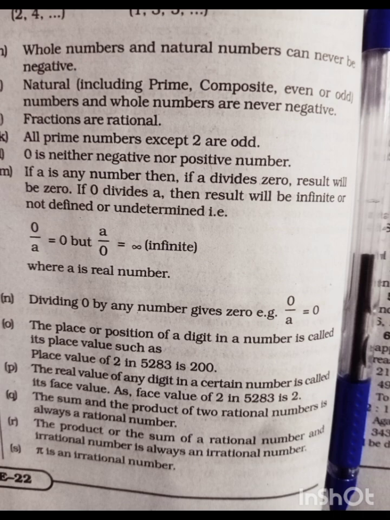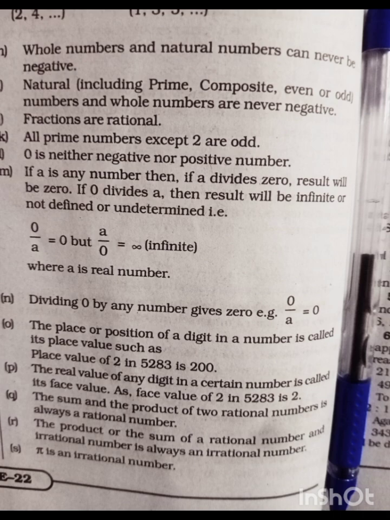If a is any number, then if 0 is divided by a, the result will be 0. If a is divided by 0, the result will be infinite, or not defined, or undetermined. That is, 0 by a we get 0, but a by 0 we get infinite, where a is a real number. Dividing 0 by any number gives 0. For example, 0 by a we get 0.